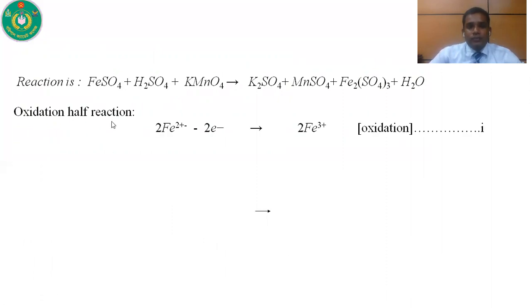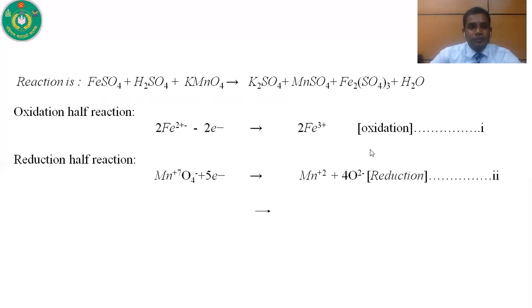Oxidation half reaction. As in our product side we have 2 iron, so we write 2 Fe3+. So from 1 Fe2+, 1 electron is removed and forms Fe3+. As there are 2 iron, here 2 electrons are removed from this reaction. So as in this reaction electrons are removed, this is called an oxidation reaction.